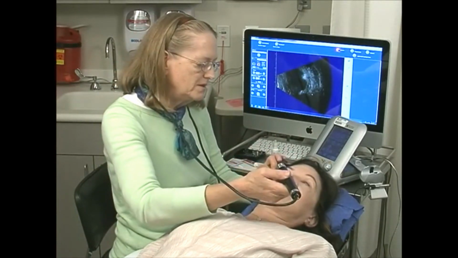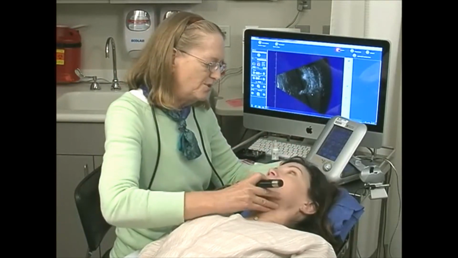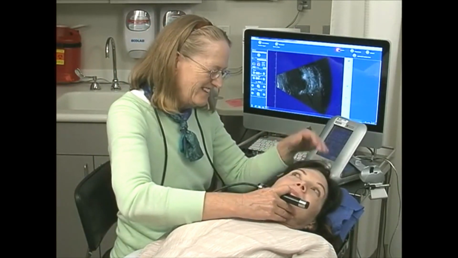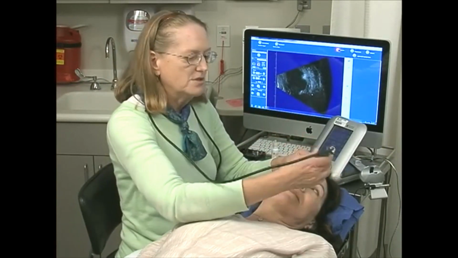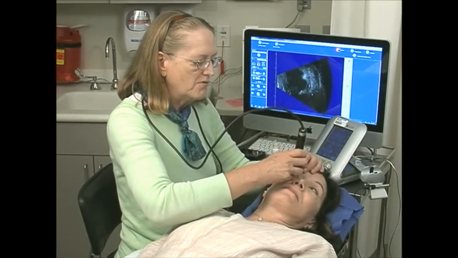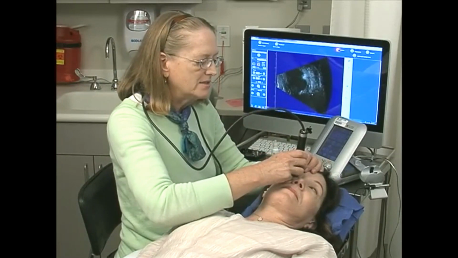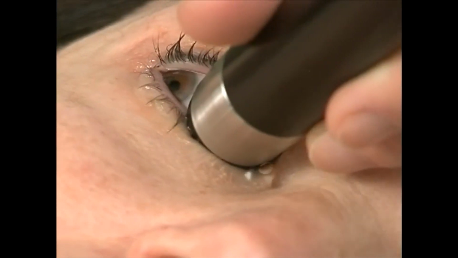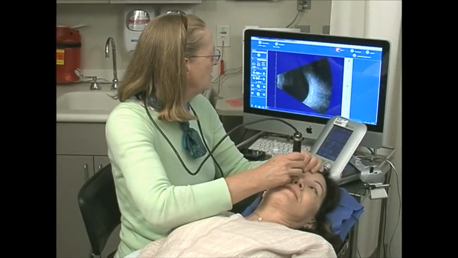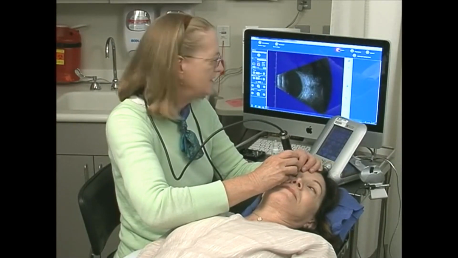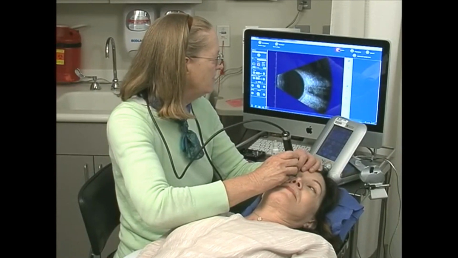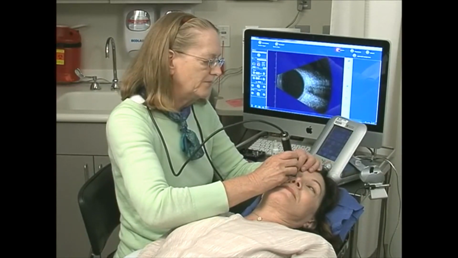Look towards me, please. Look right here. That's it. Actually, just with your eyes. That's it. Perfect. Again, the mark is superior. She's looking to the right. I place the probe vertically on the nasal limbus. I localize the optic nerve. Now, what's interesting is look how far I had to come to find the optic nerve in this last position.